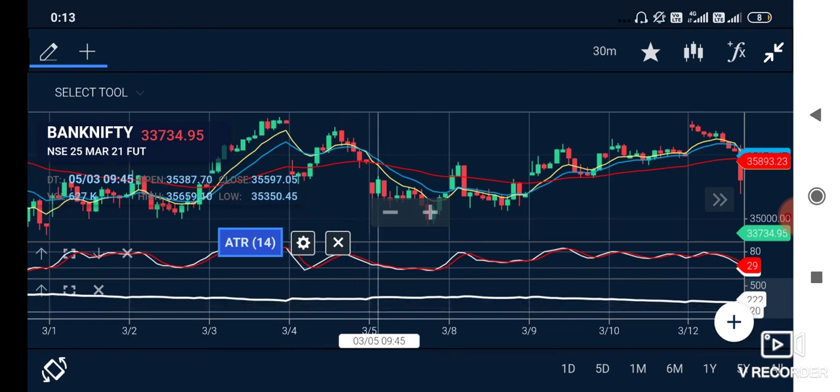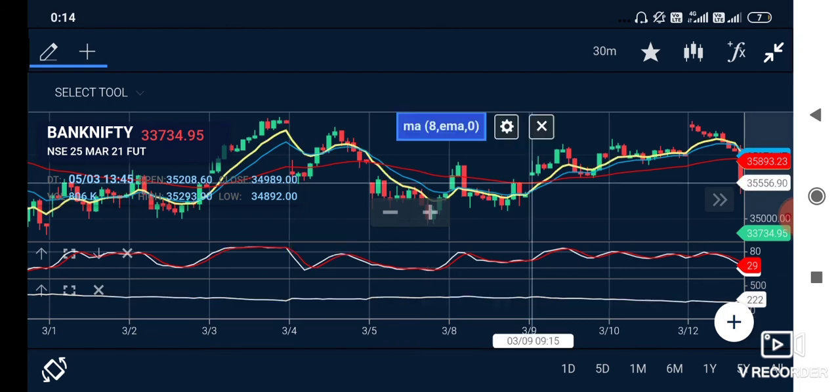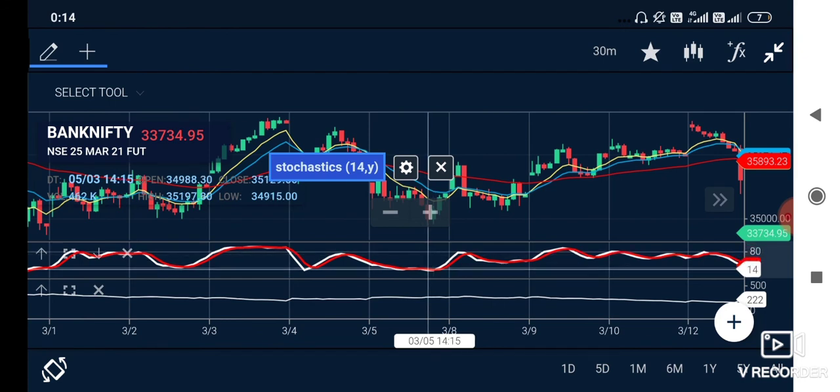If you see right here, again there's one more amazing entry that we have got right on this particular point. If you see, the ATR right here is about 230 points. The close is 35,208, and we are looking for 240 points, so that would be 34,960. And if you see right here on this candle, we have achieved our goal. So 8 out of 8 profitable trades and 1 loss making trade.